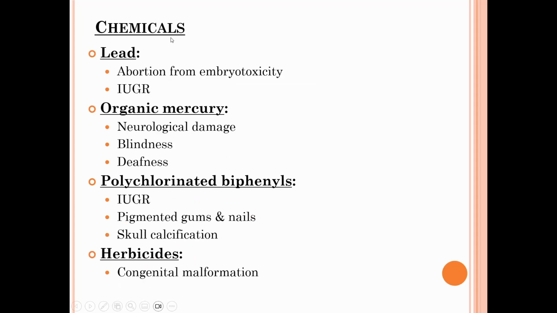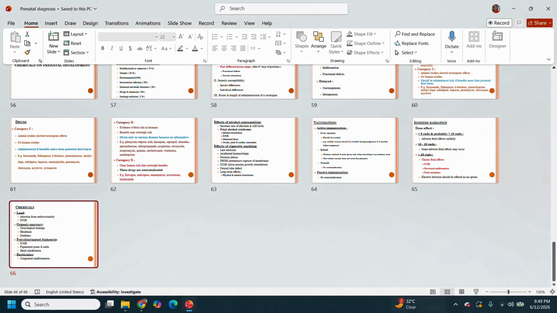Then what are the chemicals? If there is continuous exposure to lead, it can lead to abortion from embryotoxicity or IUGR; organic mercury can lead to neurological damage, blindness, deafness; polychlorinated biphenyls can lead to IUGR, pigmented gums and nails, skull calcification; or herbicides can cause congenital malformation. So thank you. This is today's topic.